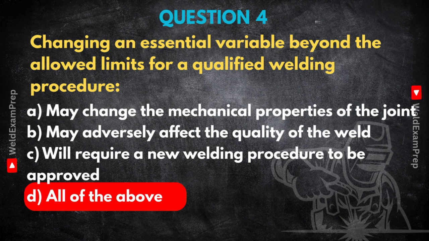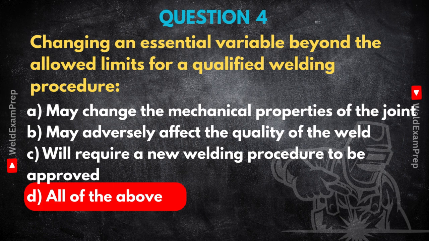And the last one, needing a new procedure approval. That sounds like a major step. Why is that always required? Because the original WPS qualification is tied specifically to those essential variable ranges that were tested. If you go outside that range, the original test results and approval no longer apply to what you're actually doing.